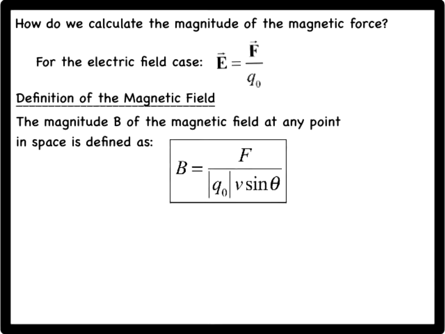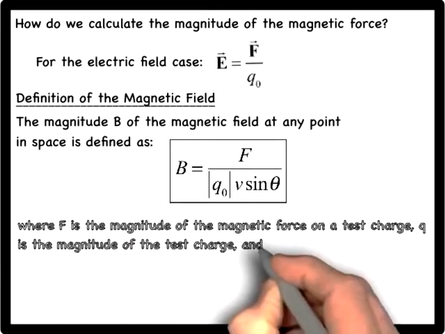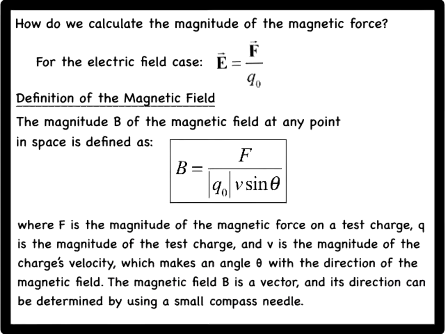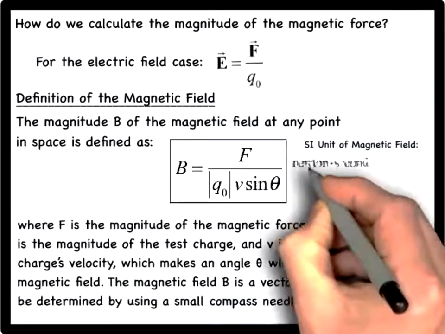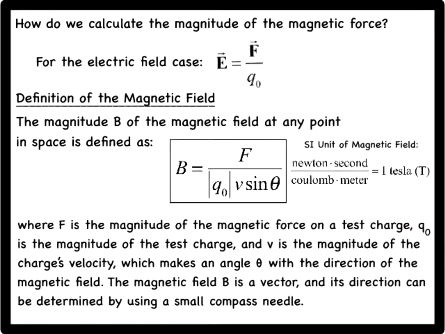The magnitude B of the magnetic field at any point in space is defined as B equals F over Q0 v sine theta, where F is the magnitude of the magnetic force on the test charge, Q0 is the magnitude of the test charge, and v is the magnitude of the charge's velocity, which makes an angle between 0 and 180 degrees with the direction of the magnetic field. The magnetic field B is a vector, and its direction can be determined by using a small compass needle. The SI unit of magnetic field is the Newton second per coulomb meter, which is also known as a Tesla.